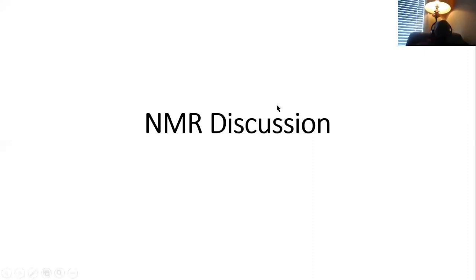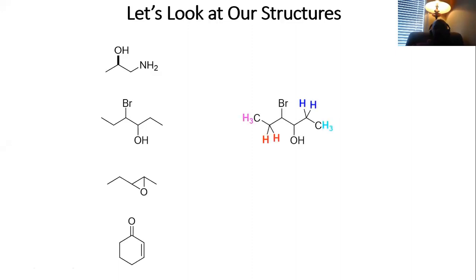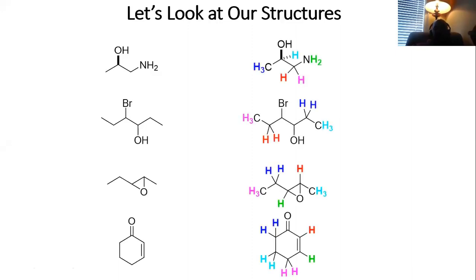So we've already talked about a couple of these examples. Again, with NMR, we're talking about interpreting NMR spectra, matching signals based on the splitting pattern and chemical shift, and then assigning the spectra to a molecule based on the structure. Right, and we also talked a little bit about complex splitting, the doublet of doublets, and things like that. So these were our molecules that we looked at. I think we solved the spectrum for this one as well as the epoxide.